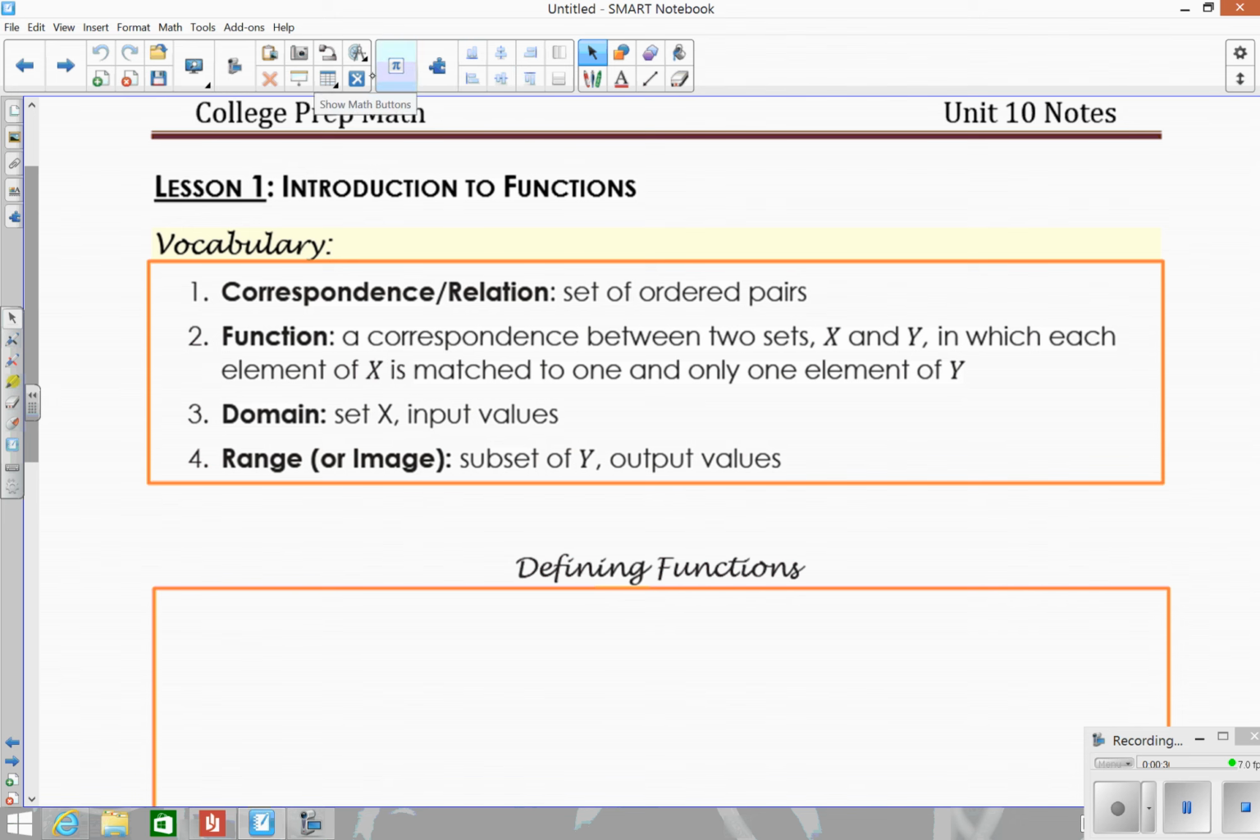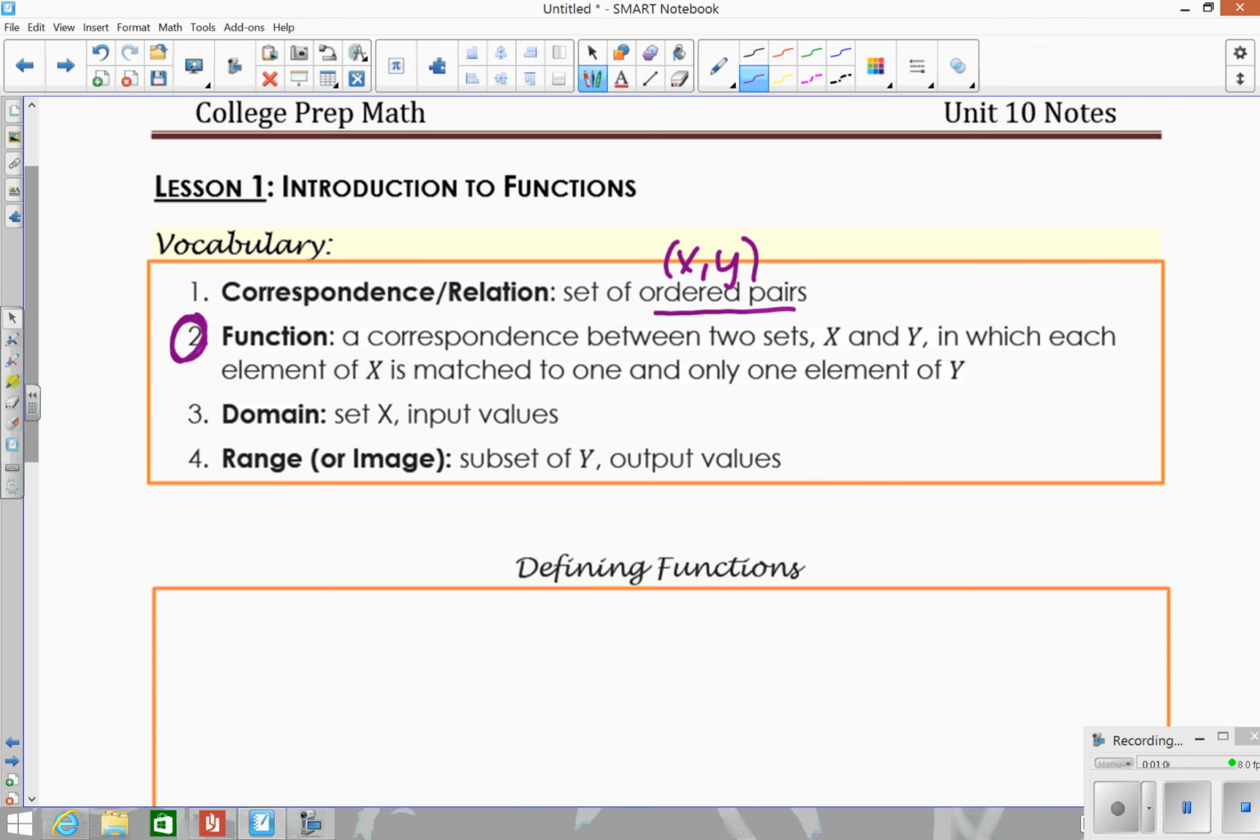The first thing we have is what we call a correspondence or relation. This is any kind of set of ordered pairs. Anytime you see an X and a Y, those two elements are related to one another. So a relation is just whenever you have ordered pairs, or an X comma Y, so two elements that are related somehow.